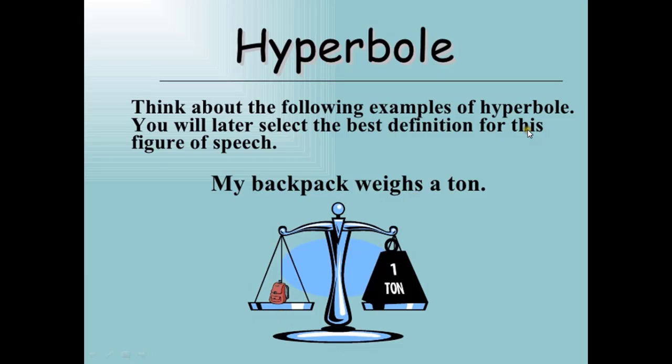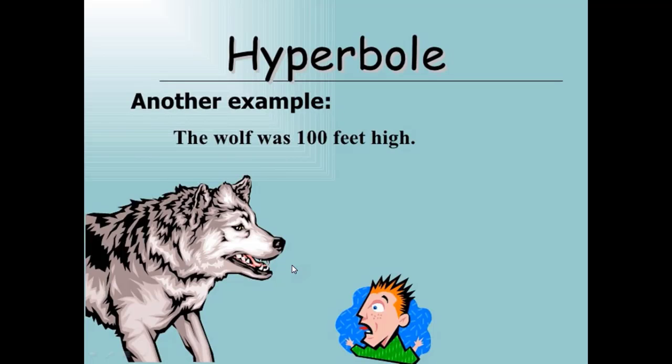Think about these five examples of hyperbole. You will later select the best definition of this phrase. So now you know exaggeration. Next one, hyperbole, another example: the wolf was 100 feet high. Of course it couldn't be 100 feet high, but you exaggerate something.